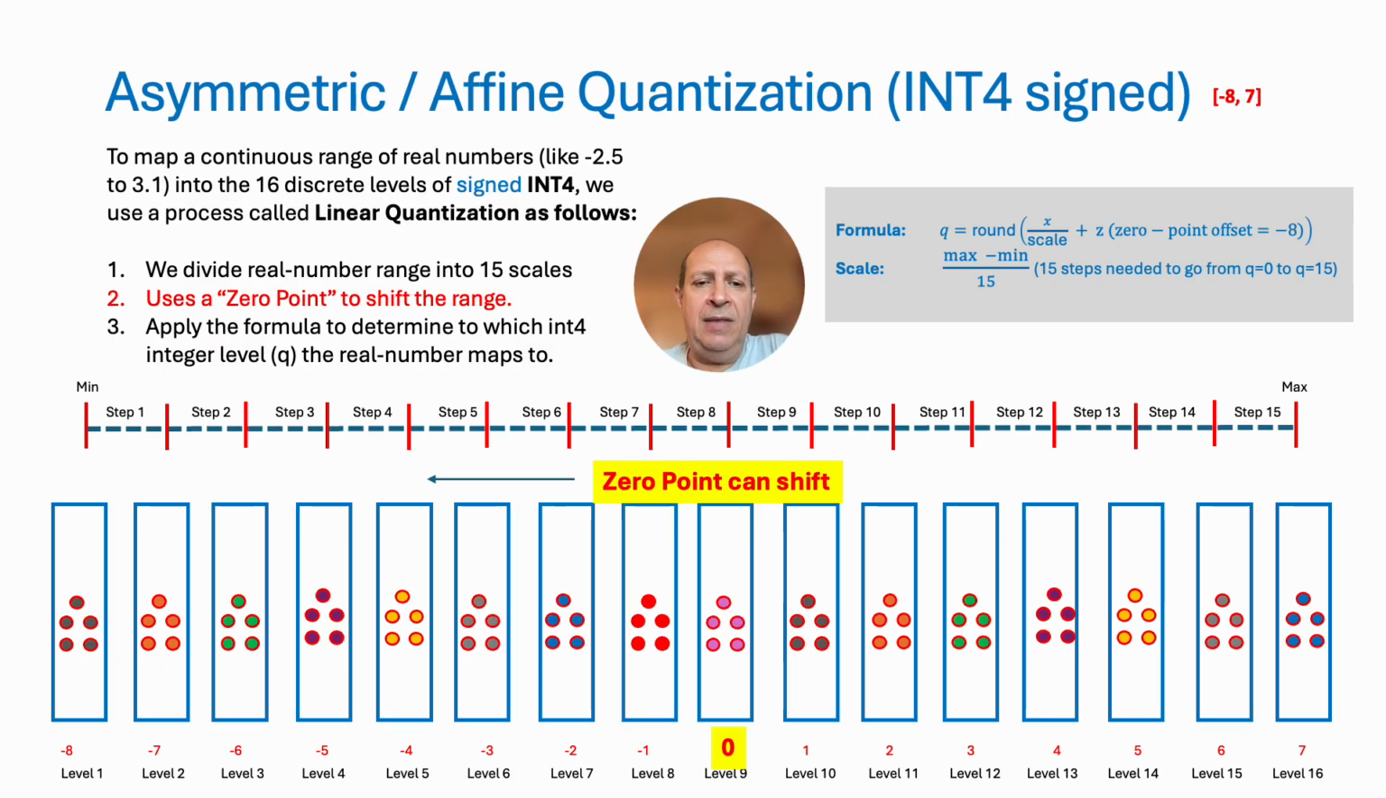Let's have another look at the asymmetric or affine quantization with int4 signed. But in this case, instead of using the quantization levels 0 all the way to 15, we are using the signed version, which is -8 all the way to 7. We also do the same thing. The formula is the same, but instead of the zero point being equal to 0, in this case the zero point is equal to -8. And we always calculate the scale in the same way.